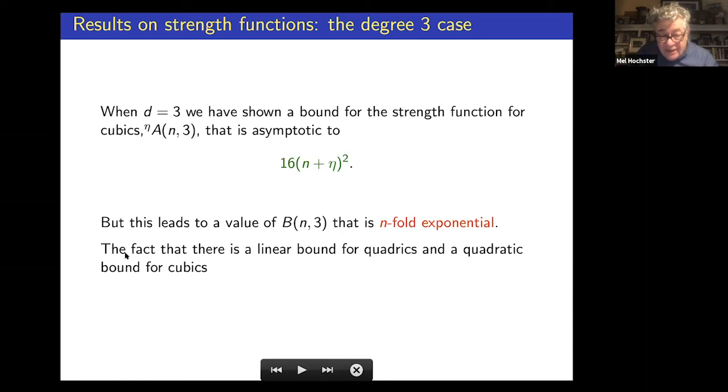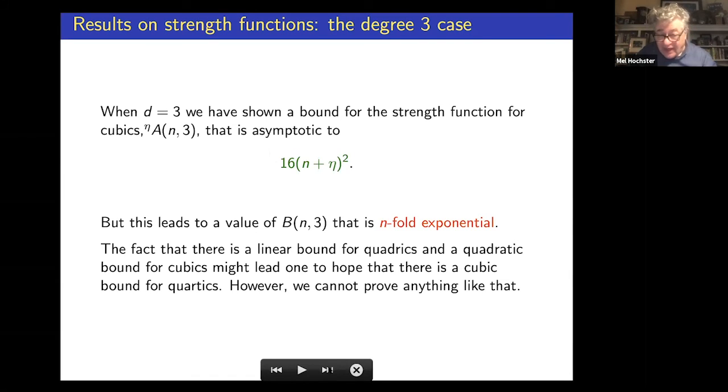So now we have a linear bound that works for strength with quadrics and a quadratic bound that works for strength with cubics. And I'm sure you're all ready to conjecture that there should be a cubic bound that works for strength with quartics. I was, and I still am, and I think there is. I'll conjecture it. However, that's not what we got. We can't prove anything like that, but we did compute a strength bound that works for quartics.